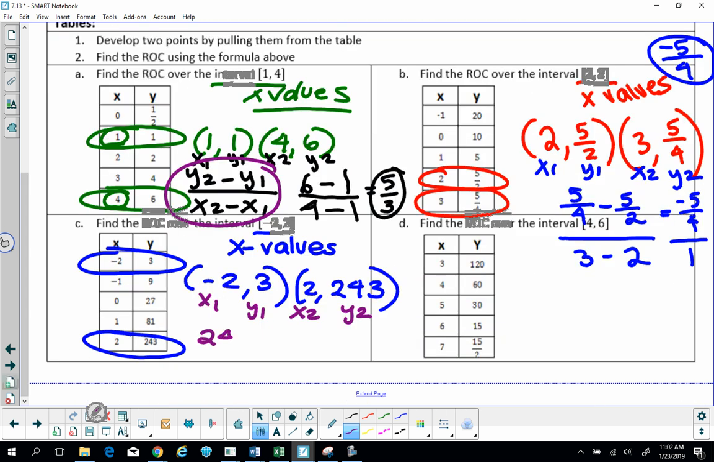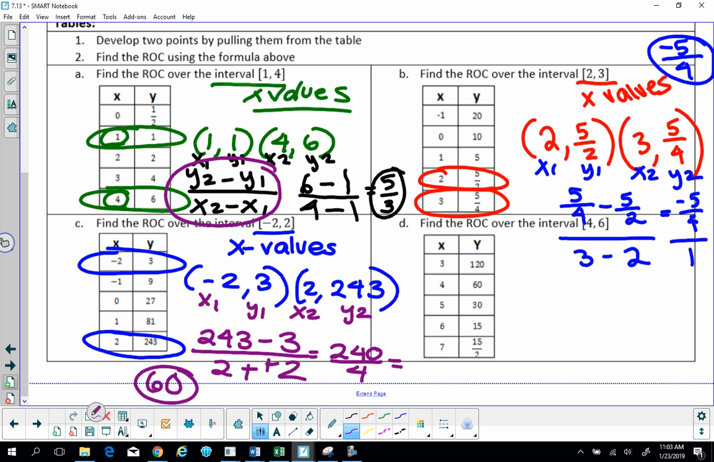So I have y2, which is 243. 2 minus negative 2. Be careful. A lot of people are getting this wrong because they're doing 2 minus 2. But it ends up being 2 minus negative 2, which ends up being a plus, right? And so you should get 240 divided by 4, which ends up being what? You're right. 60. That's your slope.